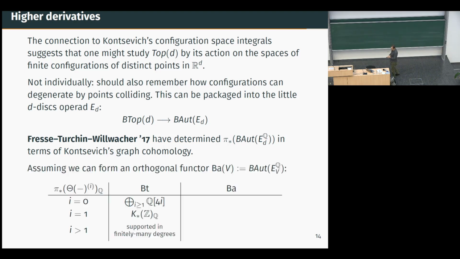So here's an exercise you can do. You can imagine that you can make an orthogonal functor out of B of automorphisms of the little V disks, for any vector space V. Instead of using the unit disk in Rd, use the unit disk in our abstract vector space V. And you can think about what its derivatives would have to be and how well they approximate what we're trying to approximate. Okay, and this is how well you succeed.